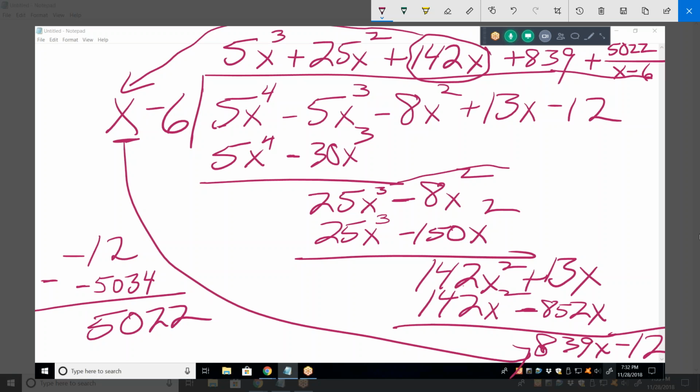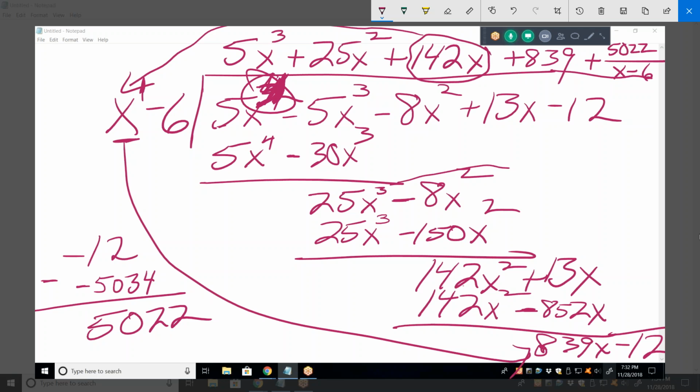But keep in mind a couple of things. Whatever that degree is, if I'm dividing by x to the 1, I'm going to end up with a cubic. When this was a cubic, I ended up with a quadratic. When that was a quadratic, I ended up with a linear term. So it's always one less than the degree of the polynomial inside the radical. And if it's not, that's a key that you've made a mistake somewhere.